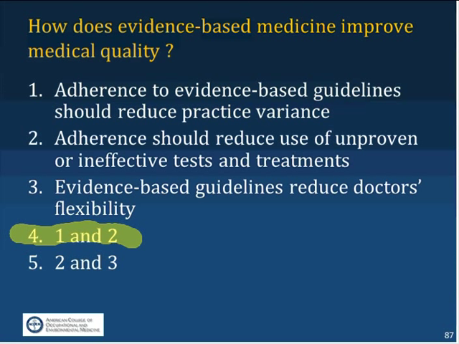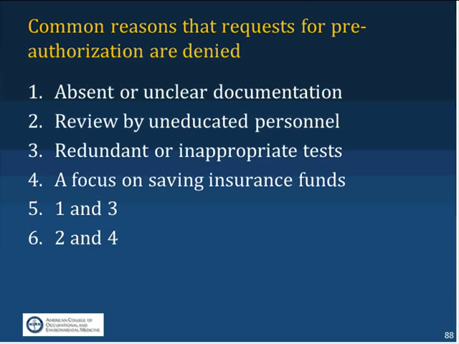The second question. Common reasons that requests for pre-authorization are denied. 1, absence or unclear documentation. 2, review by uneducated personnel. 3, redundant or inappropriate tests. 4, a focus on saving insurance funds. The fifth option is 1 and 3, or the sixth option is numbers 2 and 4. And the correct answer is 6, which is 2 and 4.